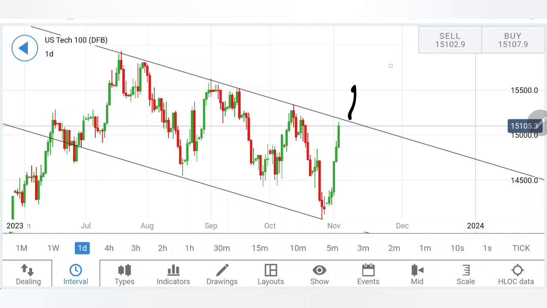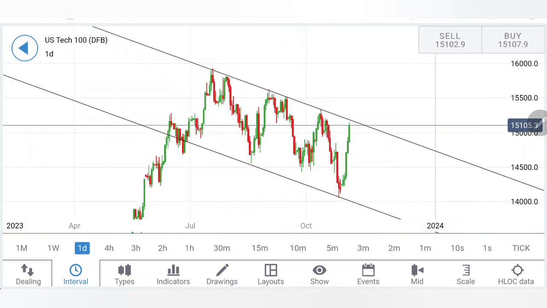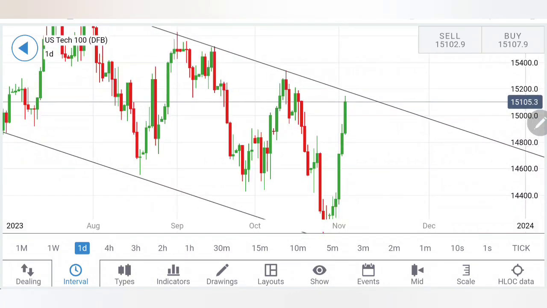Can we expect a breakout of this flag pattern? What to expect from Tech 100 in next week and in the month of November? We will see with the help of charts and indicators. And towards the end, I will give you the trading levels and strategy. To opt to trade as per the levels, do watch till the end.